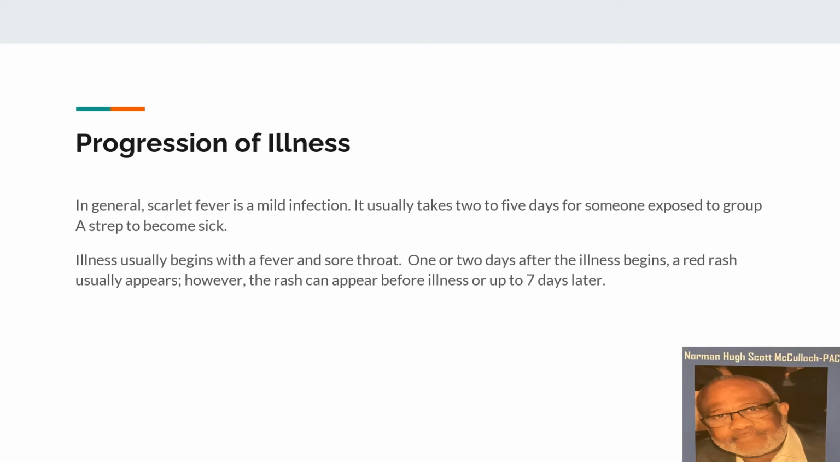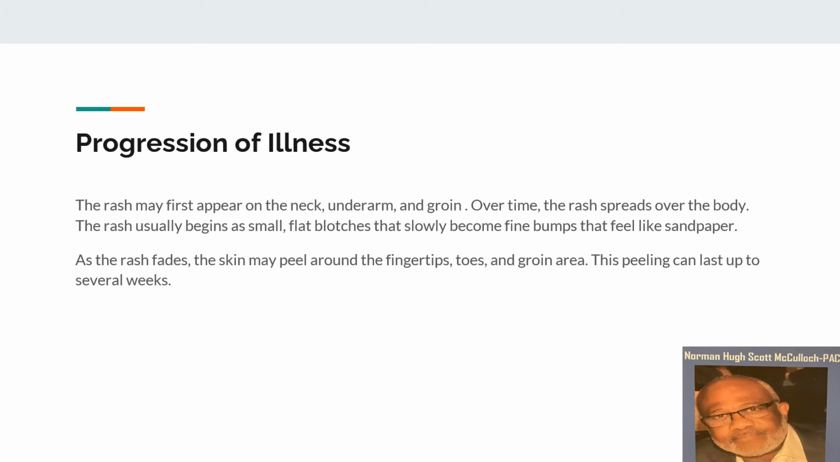The progression of the illness. In general, scarlet fever is a mild infection. It usually takes 2 to 5 days for someone exposed to group A strep to become ill. Illness usually begins with a fever and sore throat. 1 or 2 days after the illness begins, a rash usually appears. However, the rash can appear before the illness or up to 7 days later.